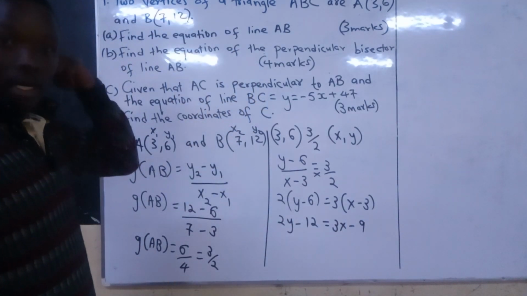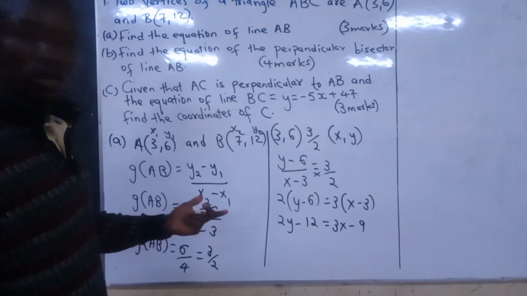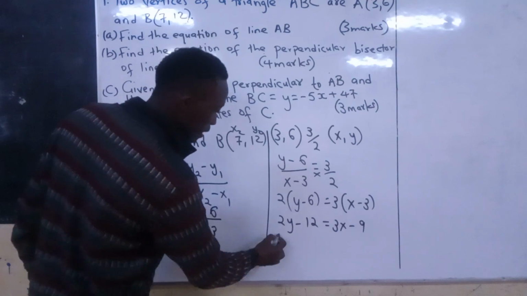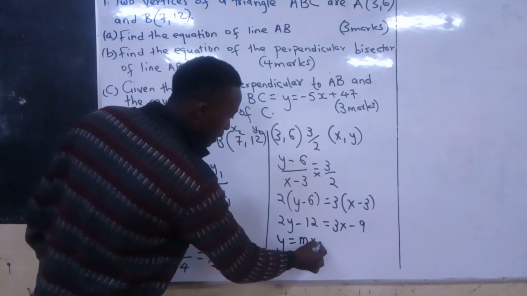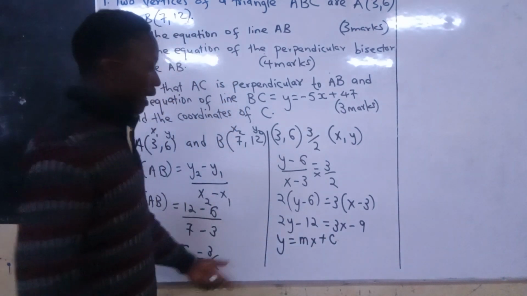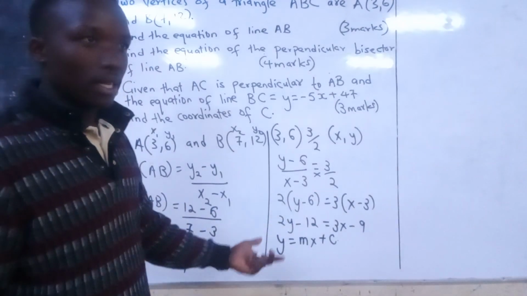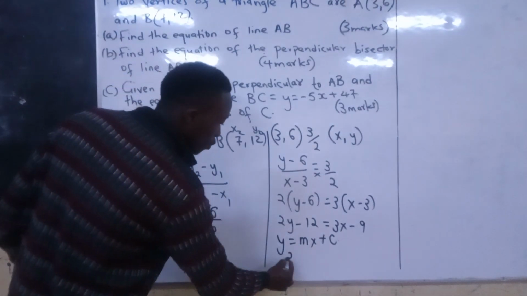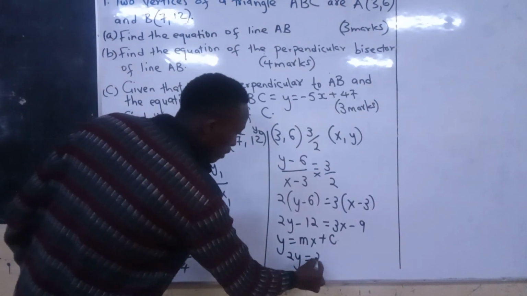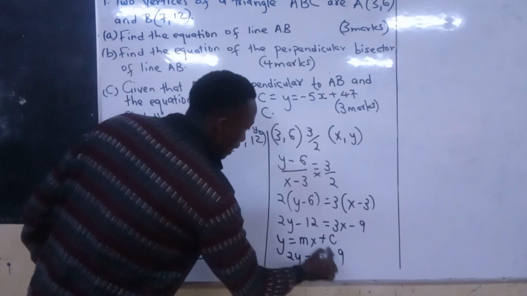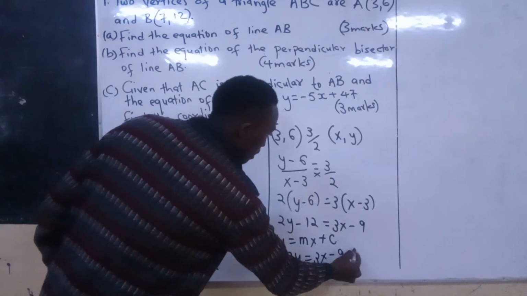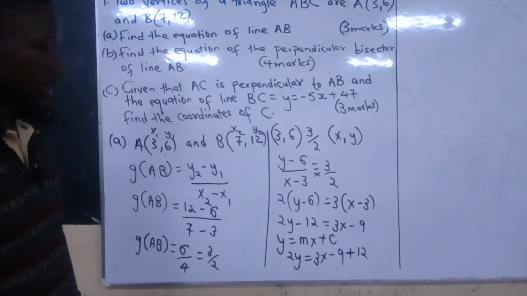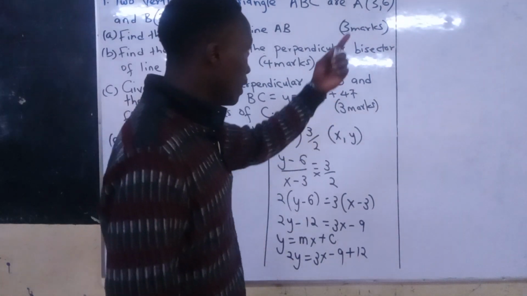The general equation of a straight line is given as y = mx + c. That is how we should leave our equation, in that form. Therefore, our equation is 2y = 3x minus 9, and you can take the 12 to the other side to be plus 12.